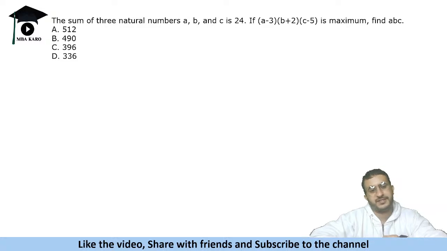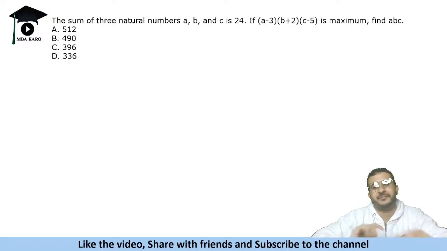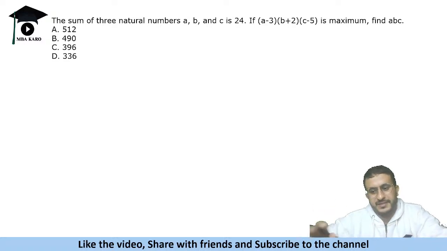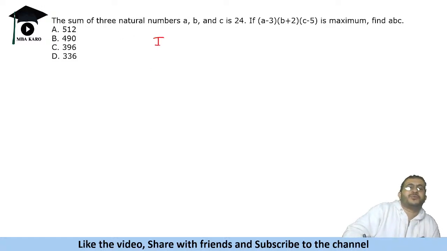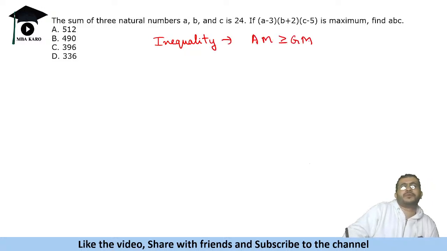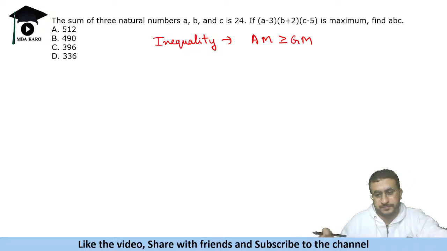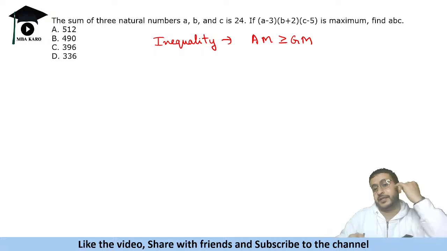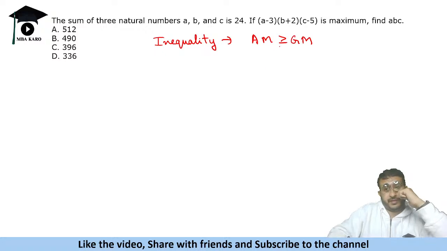Series and progressions, it is a question based on, yeah, series and progression, AM greater than GM, inequality। This is a question on inequality। कौन सी inequality लगती है? AM is greater than equal to GM, apply this inequality। So AM, we need to find this, right?